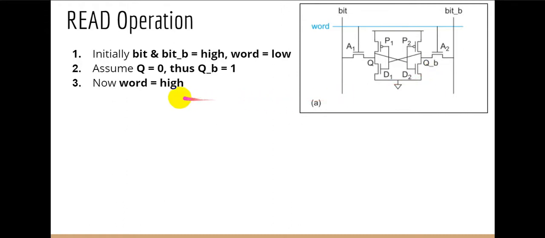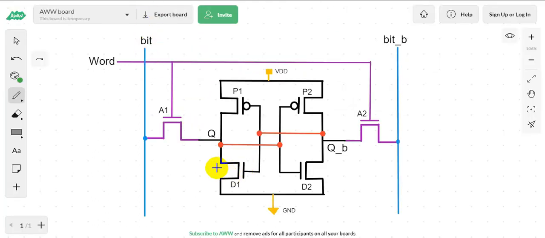Now word is high. So what will happen? Let me draw this for you. So Q is 0, Q bar is 1, bit and bit bar are both 1, and initially word is 0. When the word line is initially 0, those access transistors remain off. So there is no connection between this Q node and the bit. The same goes for the Q bar and the bit bar. So when the word line is raised, these access transistors are on now, right? So a path will be created from bit to Q, and also from bit bar to Q bar.